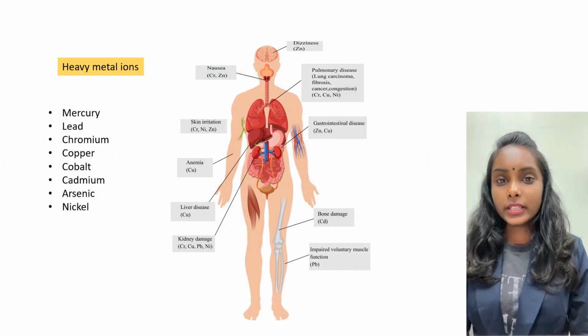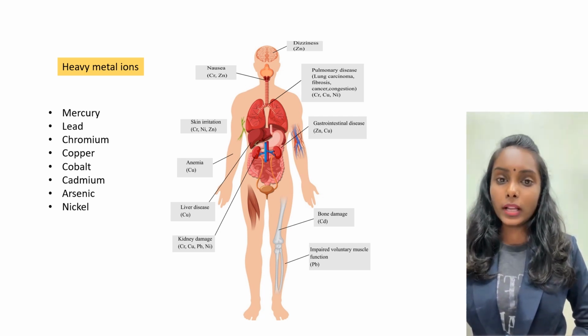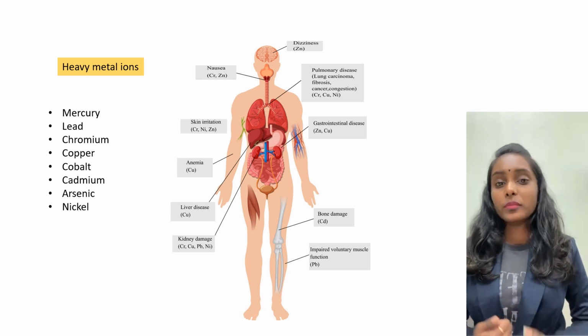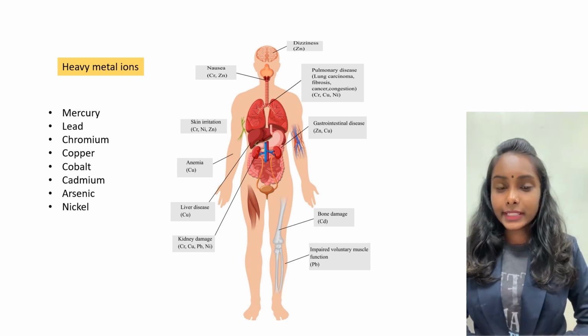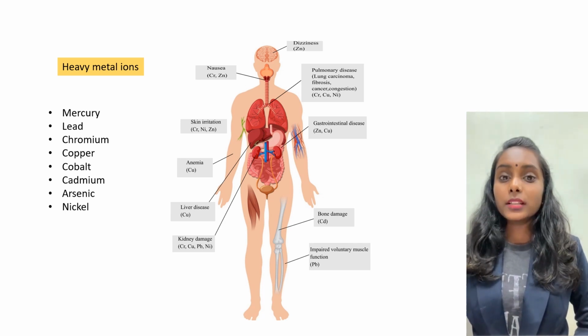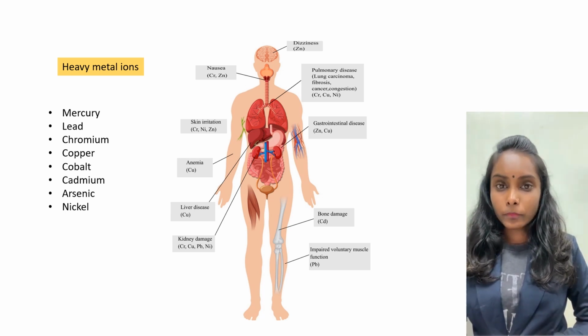When we look at heavy metal ions, examples are mercury, lead, cobalt, copper, chromium, cadmium, and many more. This kind of heavy metal ion can cause serious effects to human and environmental health. Thus, the decontamination of heavy metal ions from wastewater is a crucial process.